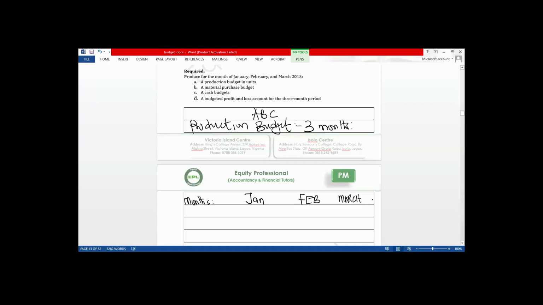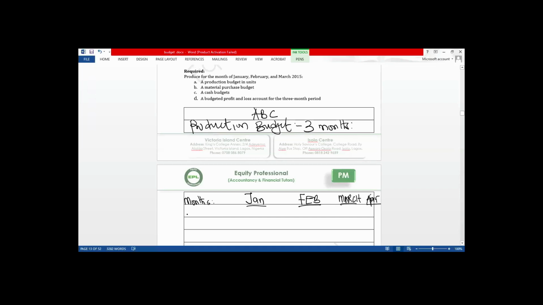However, we need to make provision for April. You are going to see why you need to make provision for April, because of the company policy. The policy says closing stock is 15% of the following month's sales budget. This is April. So we need to make provision for April.